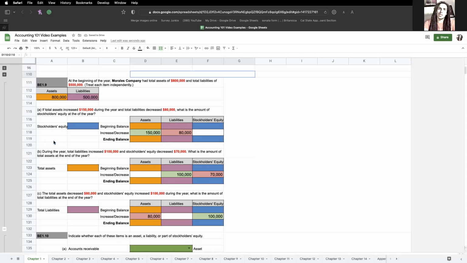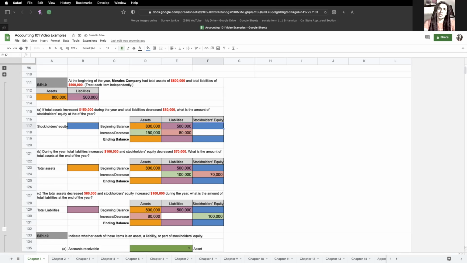At the beginning of the year, Morales Company had total assets of $800,000 and total liabilities of $500,000. Treat each item independently. Let's say that total assets increased $150,000 during the year and total liabilities decreased $80,000. The question here is what is the amount of stockholders' equity at the end of the year? So we'll report our total assets and our total liabilities.